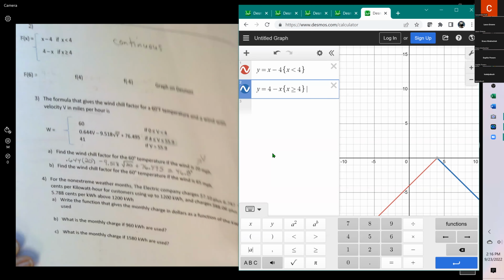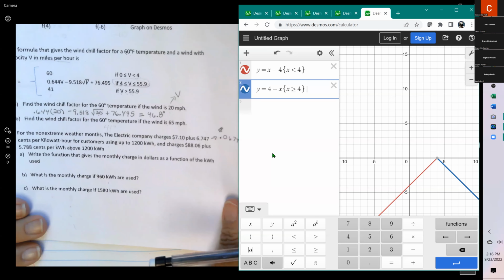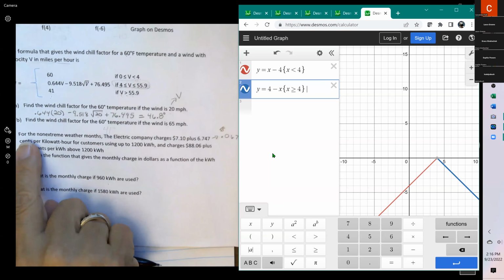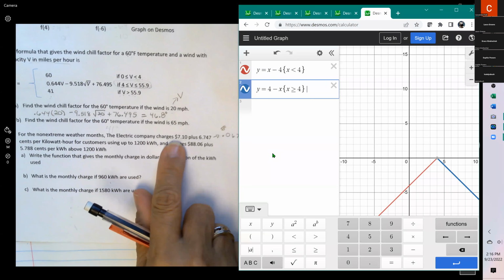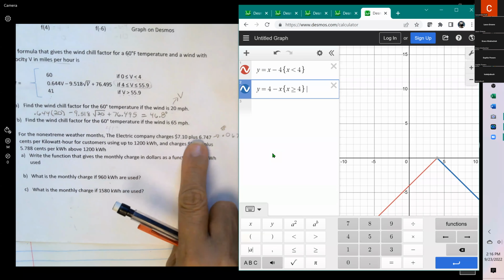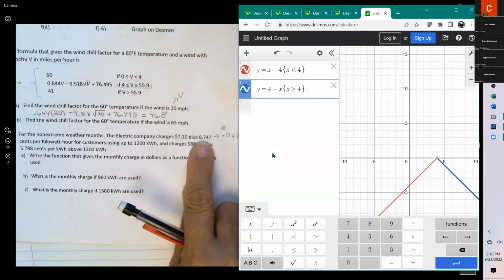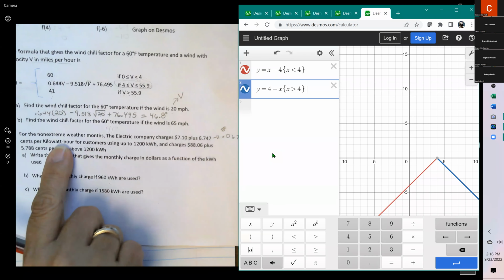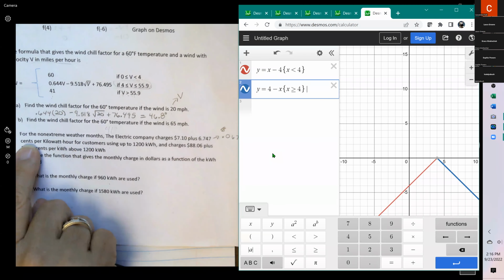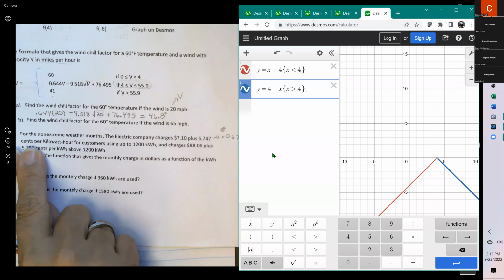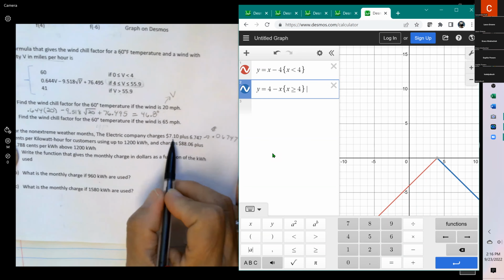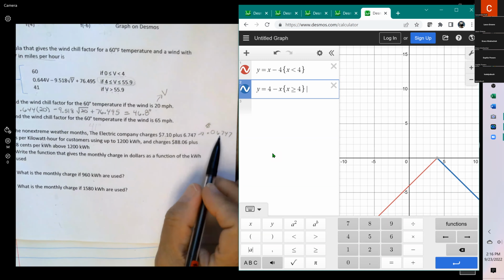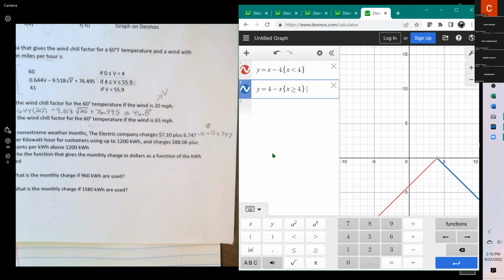Let's look at one more. For the non-extreme weather months, the electric company charges $7.10 plus 6.747 cents per kilowatt hour. Cents per kilowatt hour, that's your slope. Now this is in cents and this is in dollars, and that's why I wrote this here, because you need to have the same units.